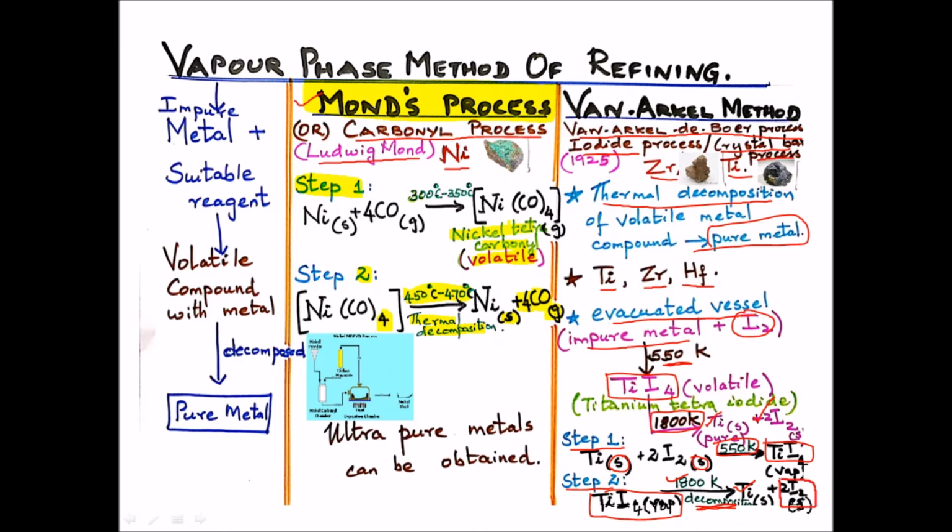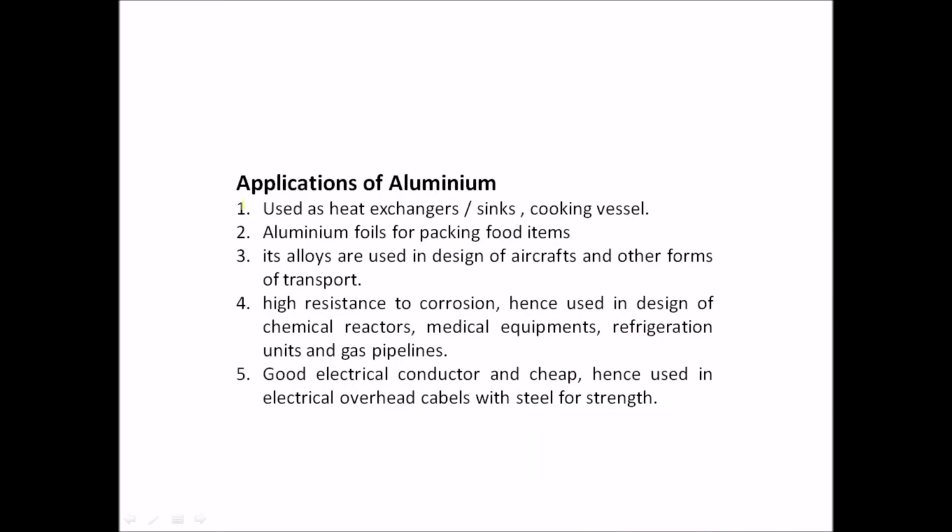iodine is formed. The formed iodine can once again react with the impure titanium if present, and pure metal can be obtained. Ultra pure metals can be obtained by this method of Mond's process or the Van Arkel process of refining. Now let us look into some of the applications of metals.